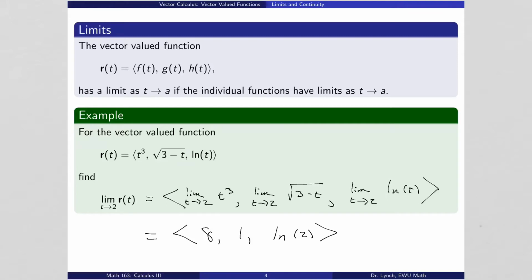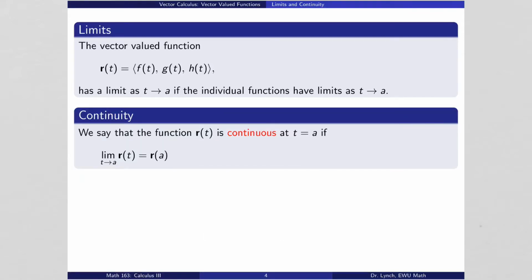Okay, having defined limits, we can go ahead and define continuity. The definition of continuity is exactly the same. We say that a function is continuous at a if the limit as t goes to a of r of t is equal to r of a. And again, this is exactly the same definition from Calculus 1.